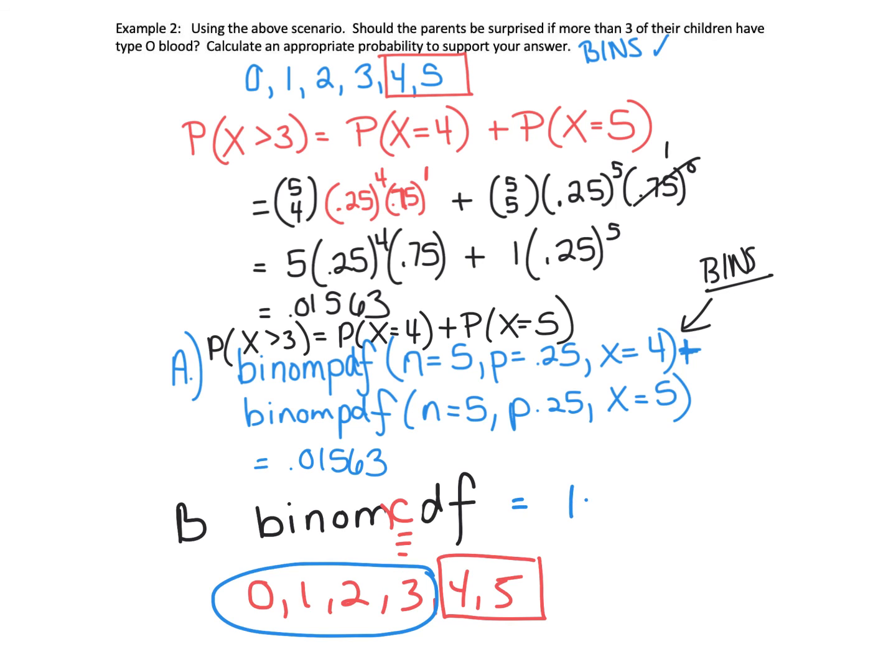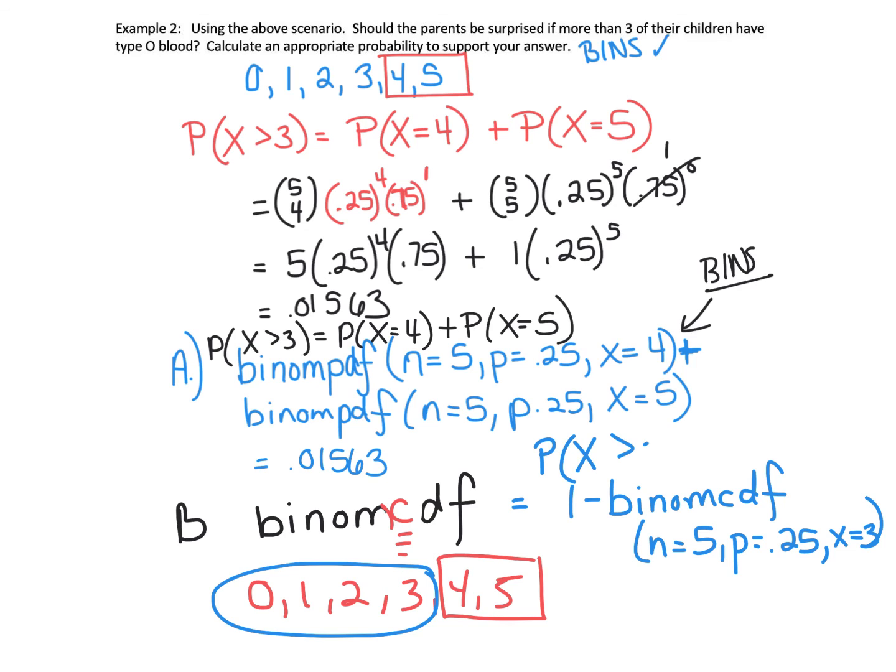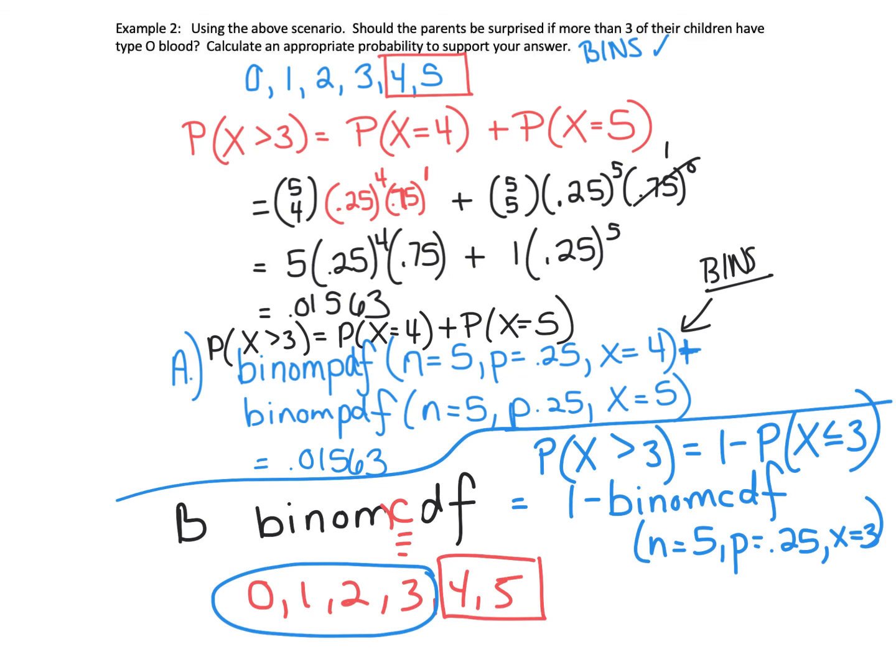So this would be equivalent to 1 minus binomcdf with n equal to 5, p equal to 0.25, and x equal to 3. Because mathematically what I'm saying is the probability that x is greater than 3 is equal to 1 minus the probability of x less than or equal to 3. Okay, so try that on your calculator and you'll see that you get the same thing. Ask questions in class to help clarify, because I know that was very quick.